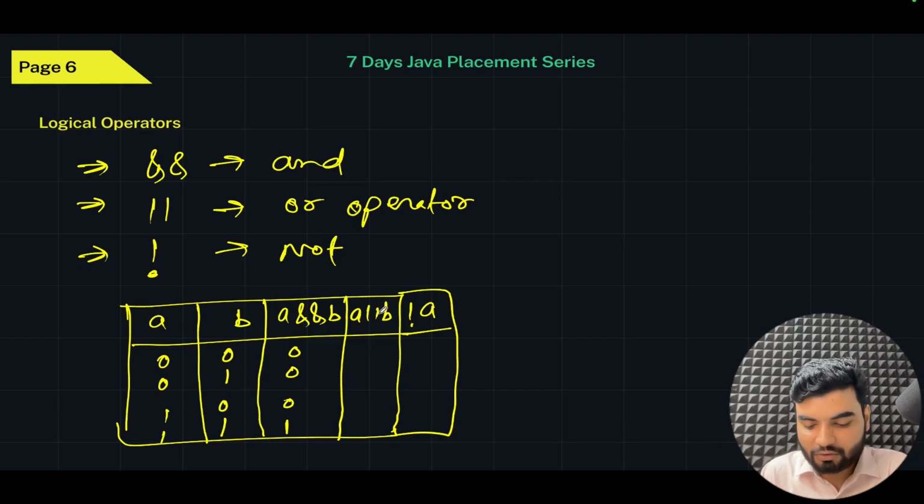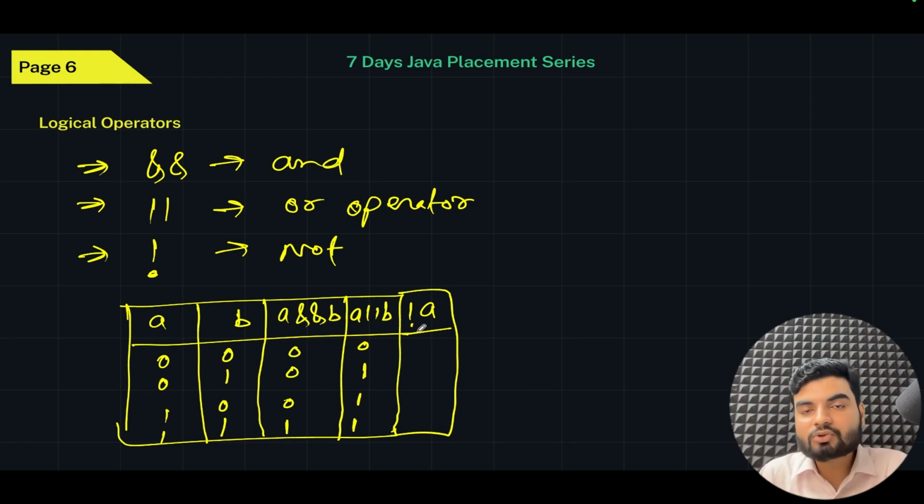For this OR, what eventually happens is, if any of them is true, it will give you true. So here 0, 0 are both false, can't do anything. Now 0, 1 becomes what? It will come as 1, right? Why? Because if anything is true, that's true. Perfect. Now 1, 0, 1, 1, 1, 1.